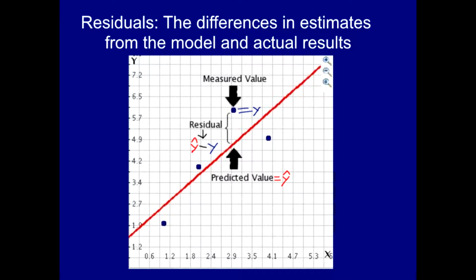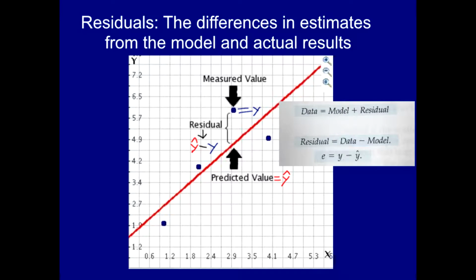Residuals. We call the estimate made from a model the predicted value and write it as y hat to distinguish it from the true value y. The difference between the observed value and its associated predicted value is called the residual. This value tells us how far off the model's prediction is at that point. To find residuals, you have to subtract the predicted value from the observed value.